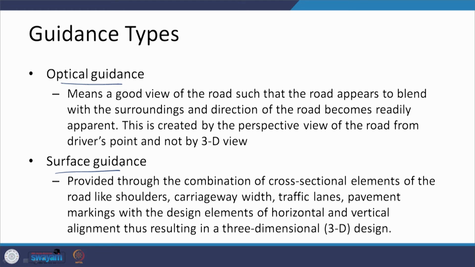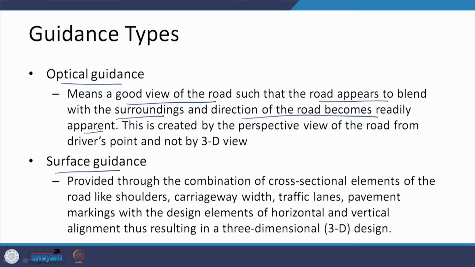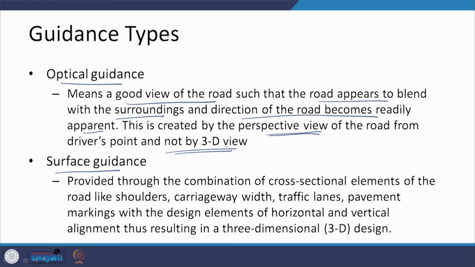The optical guidance means there is a good view of the road such that the road appears to blend with the surroundings and the direction of the road becomes readily apparent. So, a driver is looking at a road, trying to see what is there on the sides of it within the view frame at a particular design speed or at any speed with which the driver is moving, and therefore, whatever perspective view comes in the view frame is the optical guidance which the driver is getting out of that road alignment.